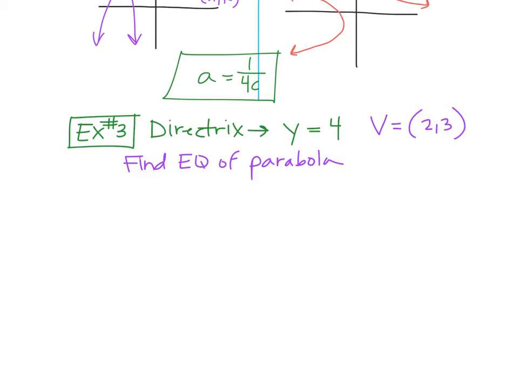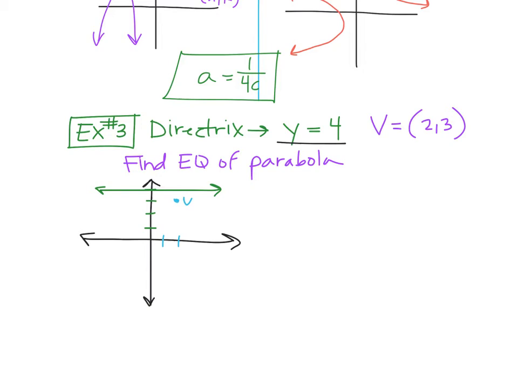So let's graph it. I think when you graph this, it just helps you to see what you're looking at. So the directrix, y equals 4. Remember, that's a horizontal line at 1, 2, 3, 4. And then your vertex is at 2, 3. So if we plot that, 1, 2, 1, 2, 3 would be your vertex right here.